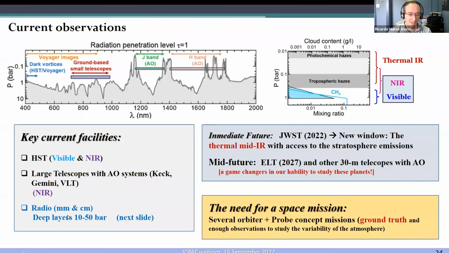If you observe in the radio and in the millimeter and centimeter wavelengths, you can go to 10 bars depth. But what we are observing in the visible and near infrared is things that are happening in these places and in this methane cloud. In the immediate future, we can observe these planets with the James Webb. And here we will have new windows that I will be speaking about very shortly.